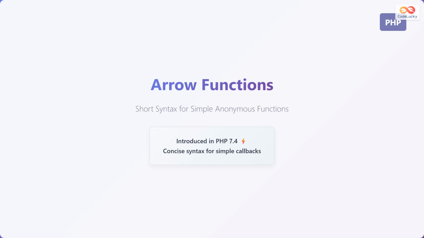Let's explore arrow functions in PHP. Arrow functions provide a short syntax for simple anonymous functions. They were introduced in PHP version 7.4, and they offer a concise syntax which is especially useful for simple callbacks.